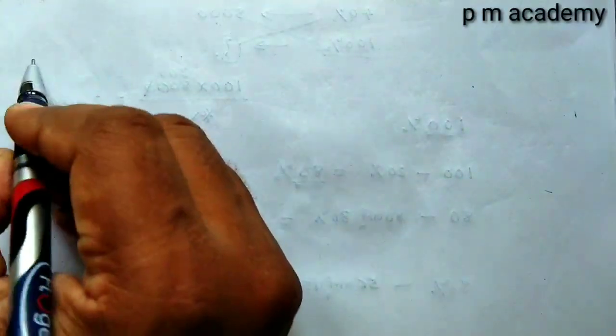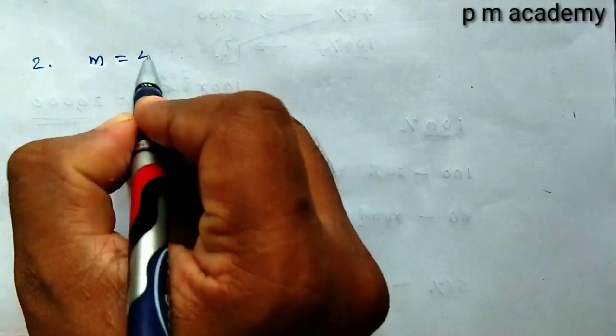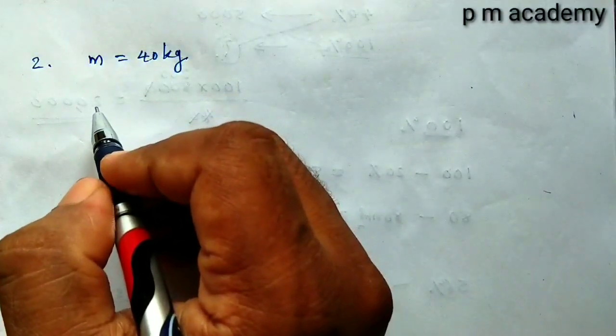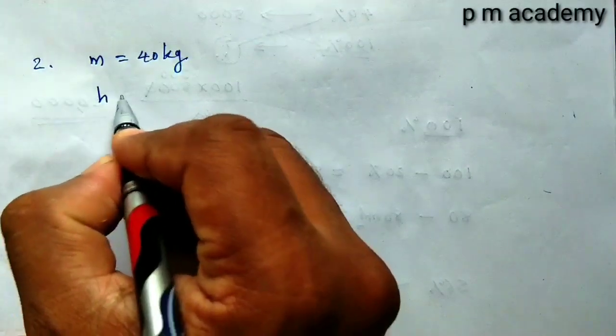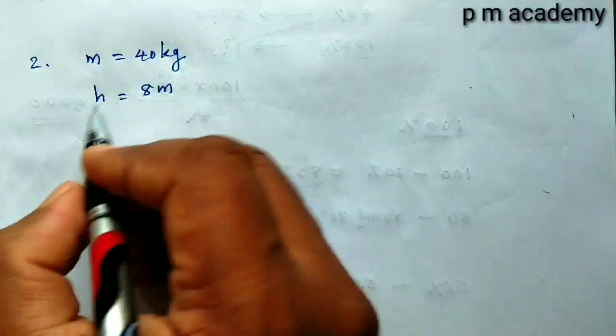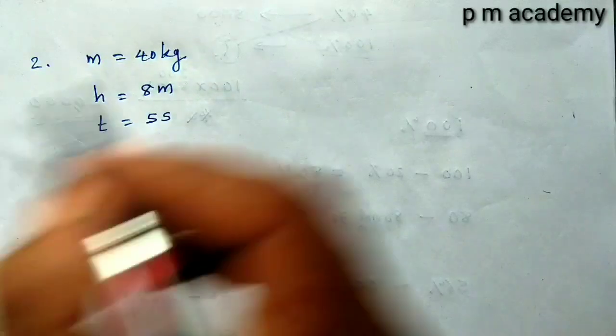ദെൻ ക്വസ്റ്റ്യൻ നമ്പർ 2, ദ ആൻസർ. എ ബോയ് ഓഫ് മാസ് 40 കിലോഗ്രാം. Mass is 40 kilogram. Climbs up the stairs and reaches the roof at a height of 8 meter. 8 meter ഹൈറ്റിലാണ് ആ കുട്ടി മുകളിലോട്ട് കയറുന്നത്. The time taken for his journey is 5 seconds. Then question number 1. First question.